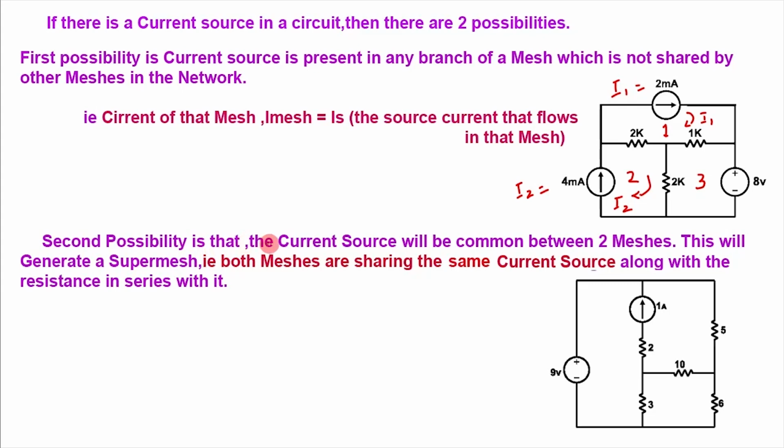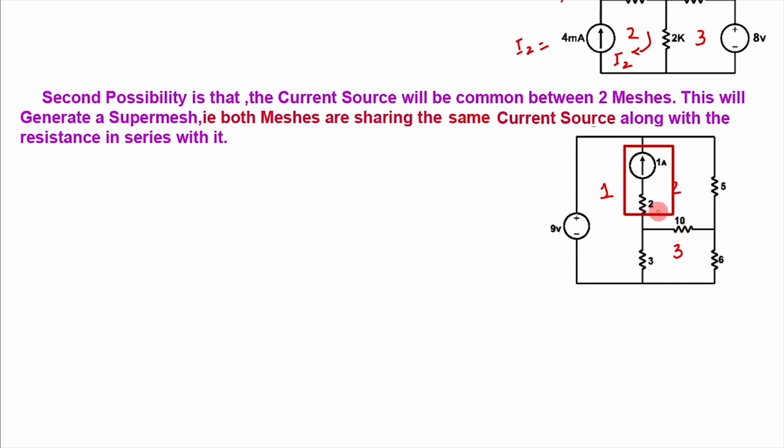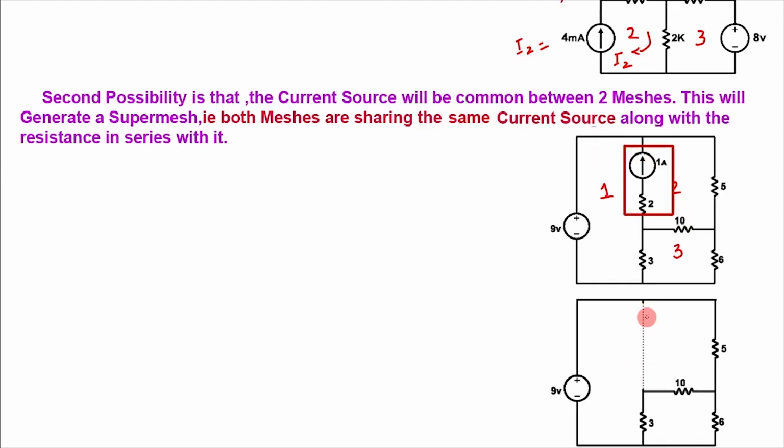The second possibility is that the current source will be common between two meshes. See here, let this be mesh 1, mesh 2, and this is mesh 3. This current source is shared by this mesh 1 and mesh 2. That is, both meshes 1 and 2 are sharing the same current source along with a resistance in series with it. In such a case, we will avoid this current source temporarily and apply mesh analysis. So the circuit becomes like this.